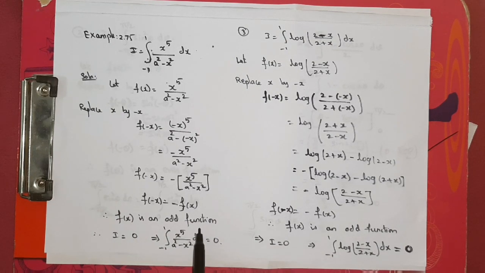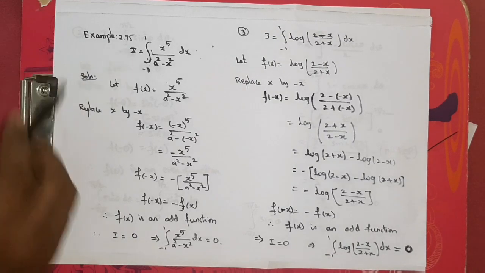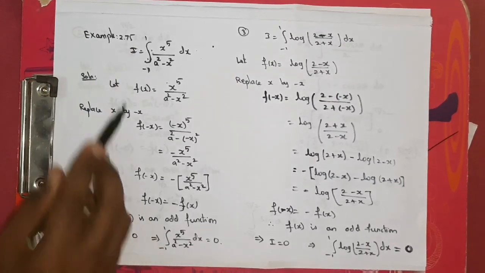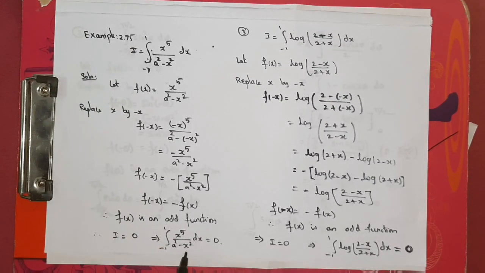If it is an odd function, then we needn't have to solve. Directly we can write the answer. The integral answer will be equal to 0. So what is the integral? Integral minus 1 to 1 x power 5 by a square minus x square dx, answer is equal to 0.